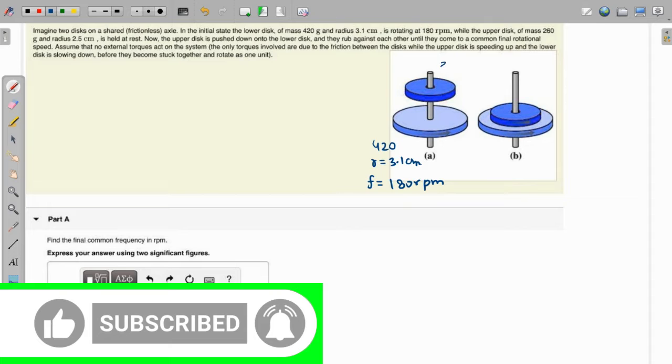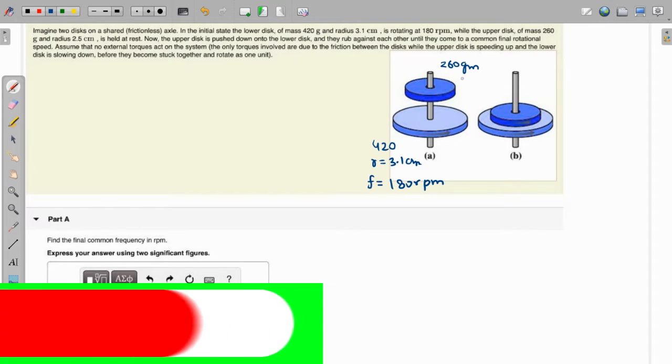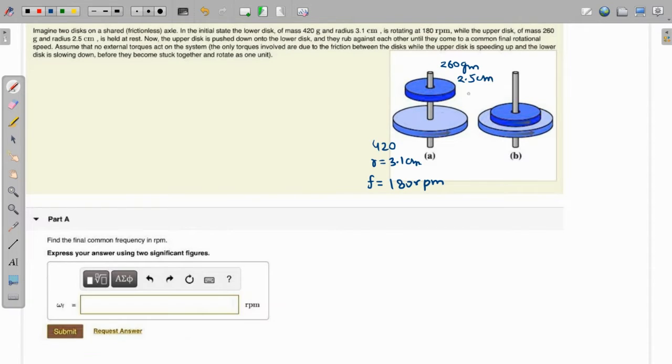While the upper disk has 260 grams of mass and 2.5 centimeters of radius, this was moving initially. This was at rest, and once the upper disk is dropped on the lower disk, they both start moving. So we have to find the common angular velocity. So definitely, the angular momentum is conserved here.